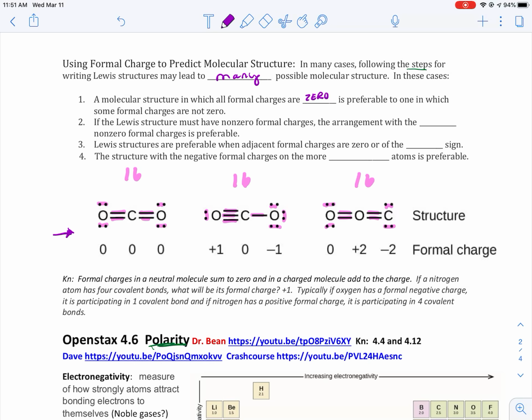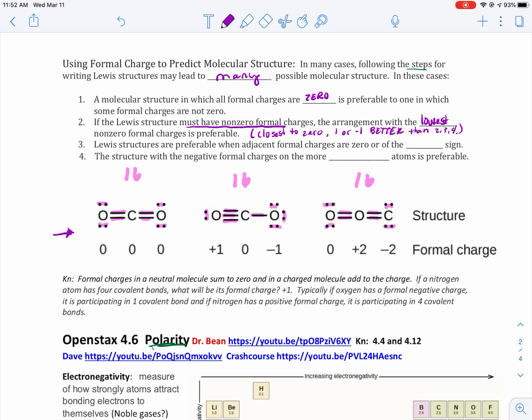But if it must have non-zeros, the arrangement with the lowest non-zeros, and also I would add in, closest to 0. So you want the lowest number of them, but you also want the actual lowest value. So like ones or negative ones are better than like 2, 3, 4, those are really bad formal charges. It would be very unusual to have a formal charge that high.